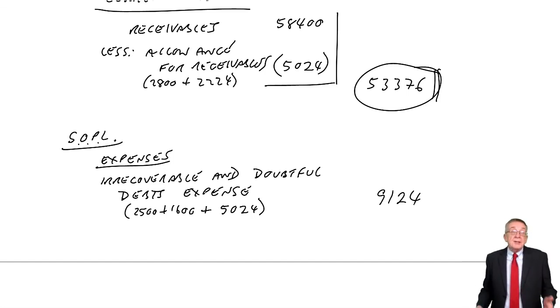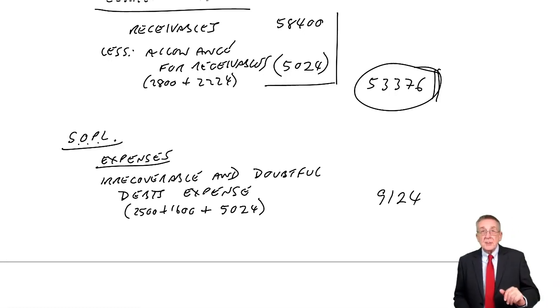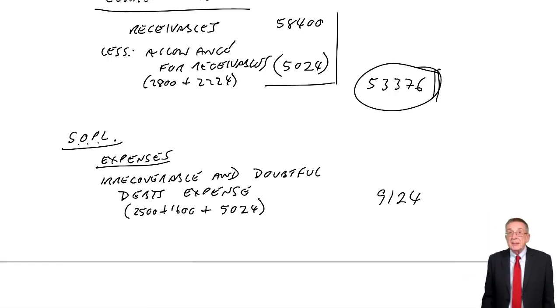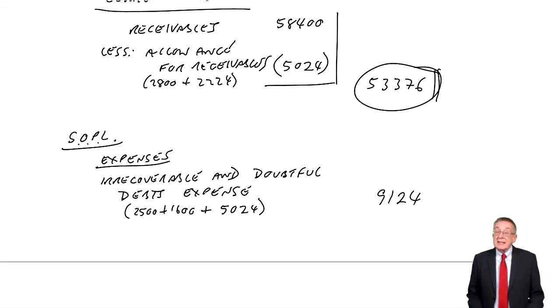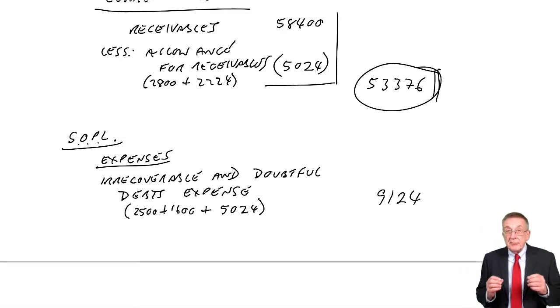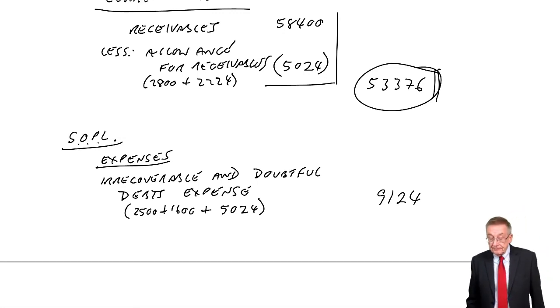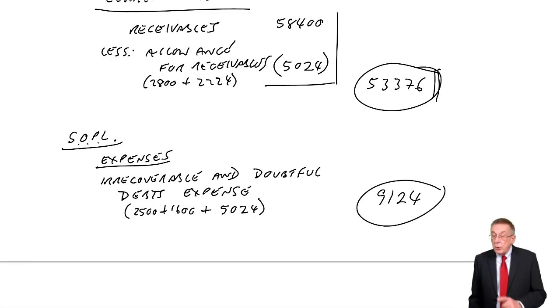Now, in fact, some businesses would show two separate expenses: irrecoverable debts expense and doubtful debts expense. You'll see later that becomes very messy. There's no need to. In exams, we don't. In exams, just one expense, the total cost of both the irrecoverable and the doubtful. But there we are. There's the presentation. That's the important bit for the exam.